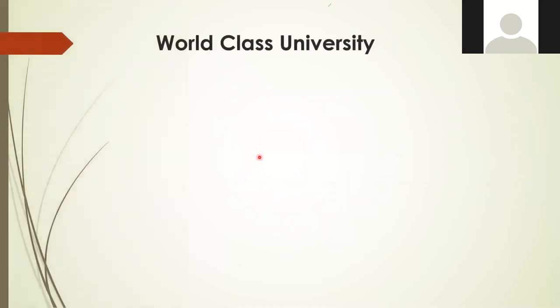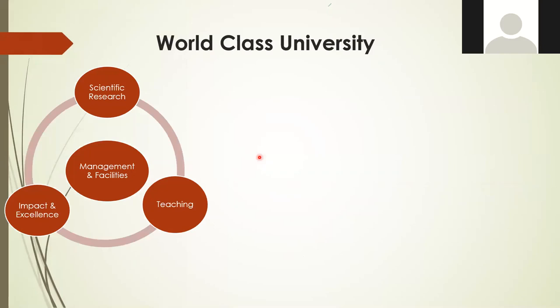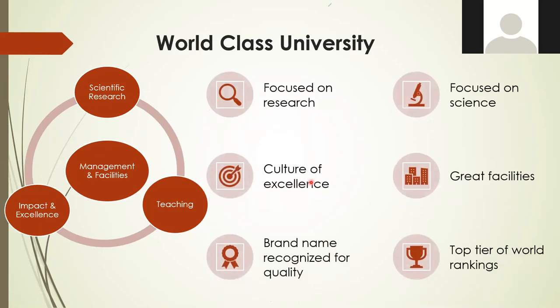So for a world-class university, everyone will think: to be world-class, you should have very good teaching inside the university for your students. We also need highly qualified scientific research inside the university. And to measure this, you need its impact and excellence on the society around you, and how it serves the society. However, to do all three of these, which are scientific research, teaching and the impact on society, you need very good management and very good facilities to achieve this.